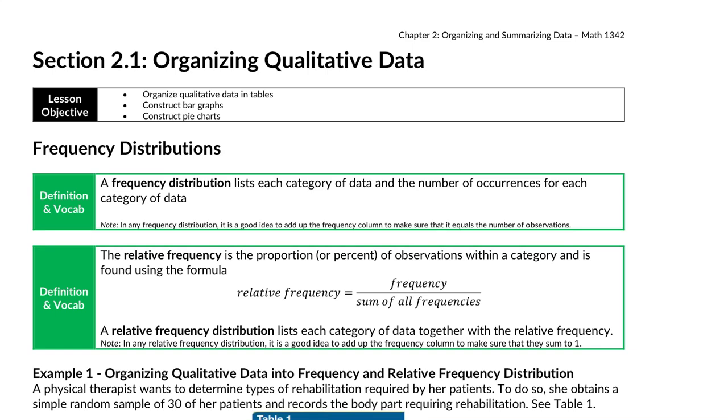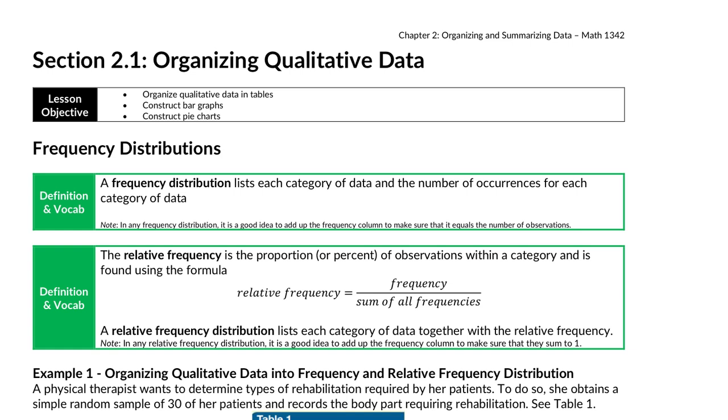We start chapter 2 off with organizing qualitative data. Remember, qualitative data was data that has characteristics that we can compare. We turn to quantitative data when we have numbers to do with those data that we can compare. Adding and subtracting means something with quantitative data. Qualitative is pretty much everything else.